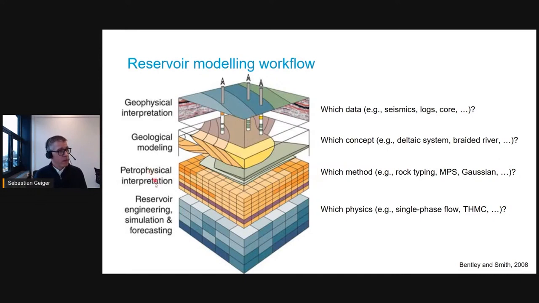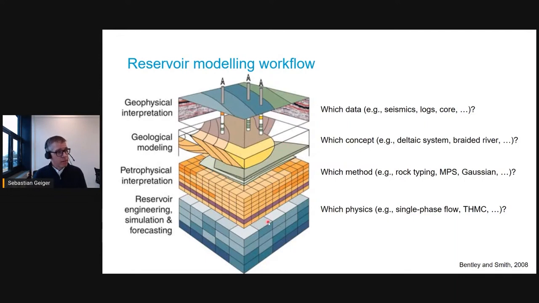When we do our petrophysical interpretation, the big question is which method should we use? Rock typing, taking cutoff points for permeability, porosity distribution, maybe multiple point statistics. Are Gaussian models better to distribute petrophysical properties in our reservoir, given a geological concept?